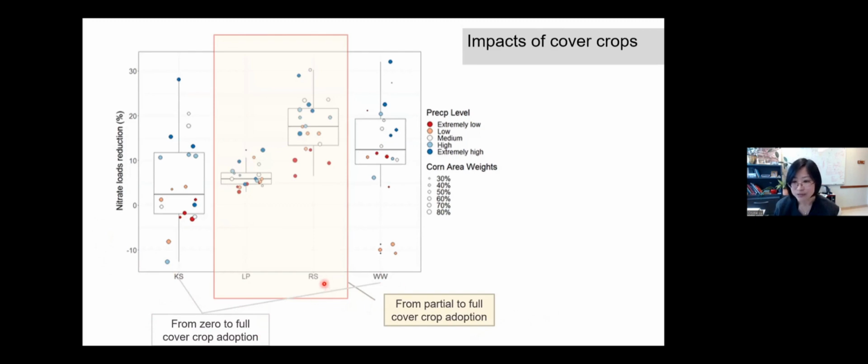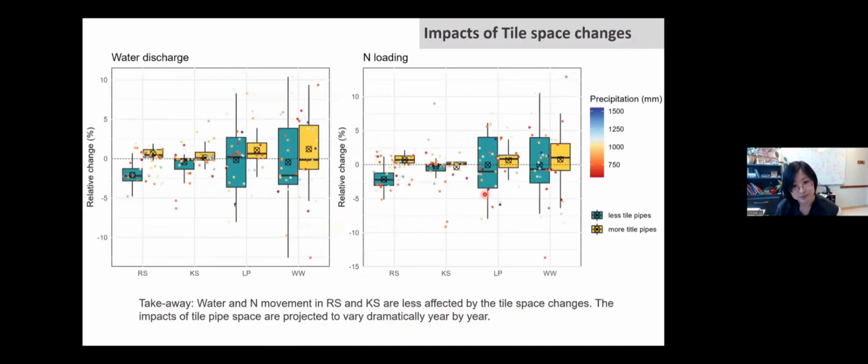You can see they have large interannual variations and cross-catchment variation. Overall, we found larger nitrate reduction potentials in those wet years, represented by the bluish dots. This is possibly because in wet years, cover crop helps more in retaining nitrogen, which otherwise may be leached into the water flow. However, the variation of corn planting area, shown by the circle size, has little impact on nitrogen loading reduction.